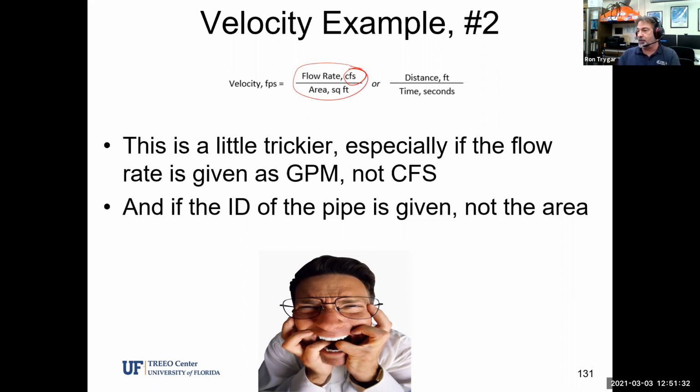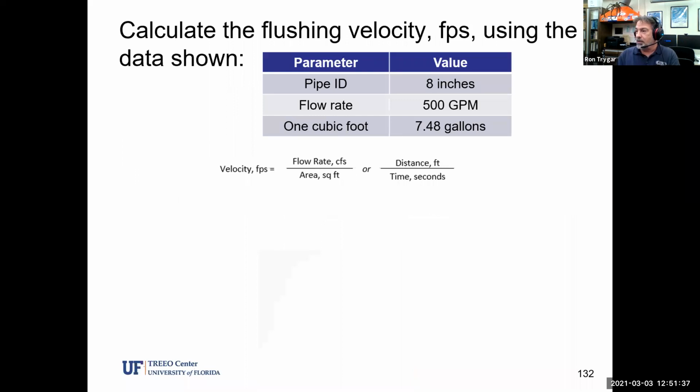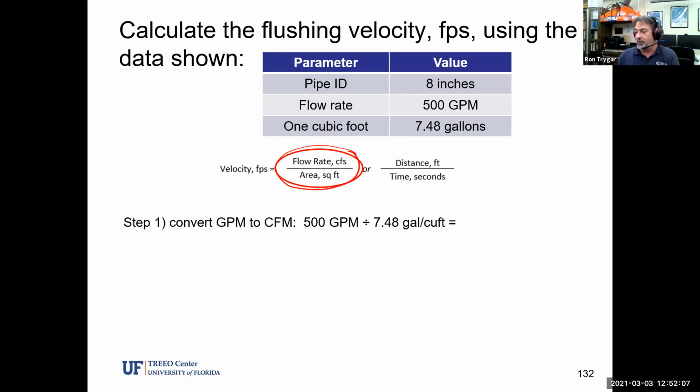All right, so here's what we're going to do. It's called flushing velocity, feet per second, and here's our data. We have a pipe inside diameter of 8 inches. We have a flow rate of 500 gallons per minute, and we know that 1 cubic foot can contain 7.48 gallons per cubic foot. So remember, we're using this formula, which I just circled, and it showed up circled on the slide. And the first step, step number 1, is going to be to convert the gallons per minute into cubic feet per minute.